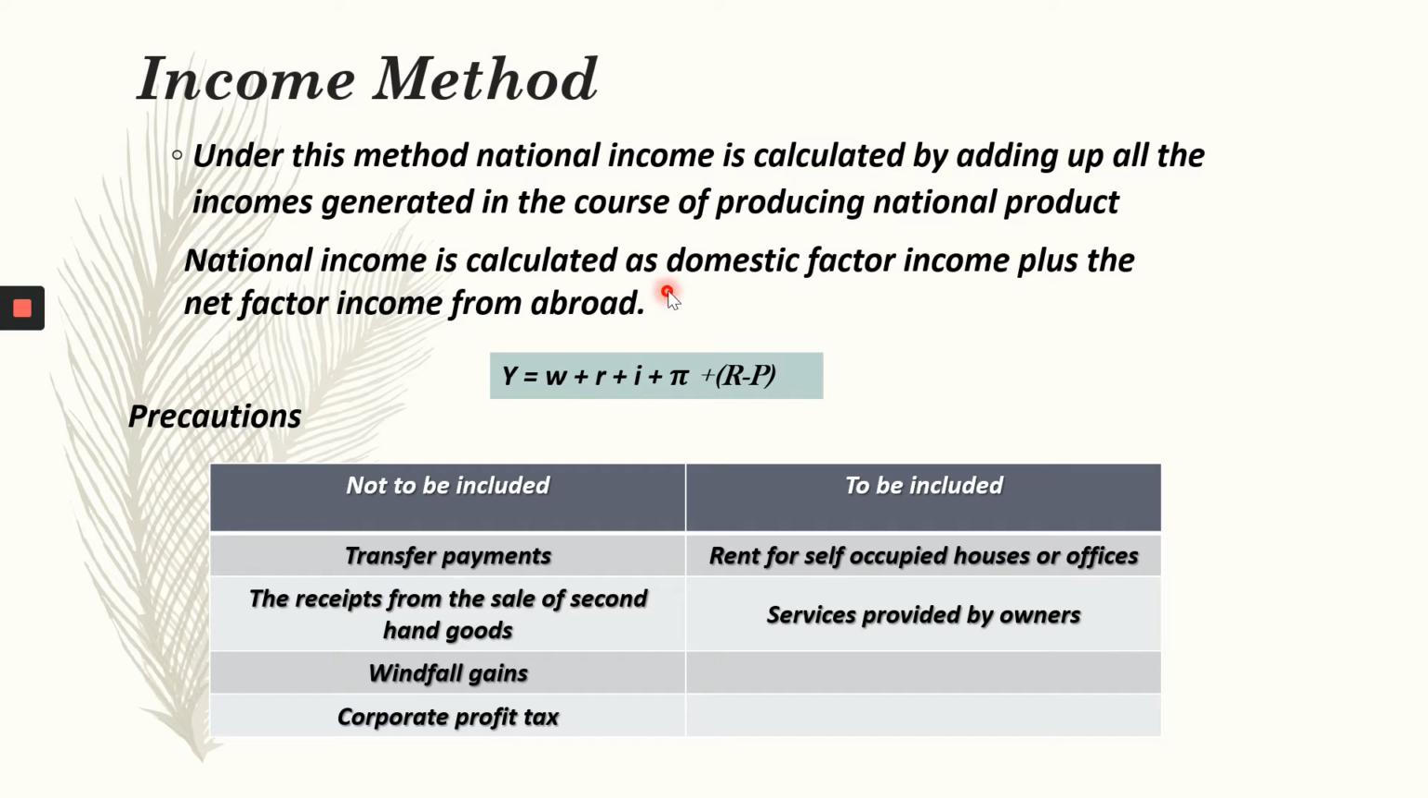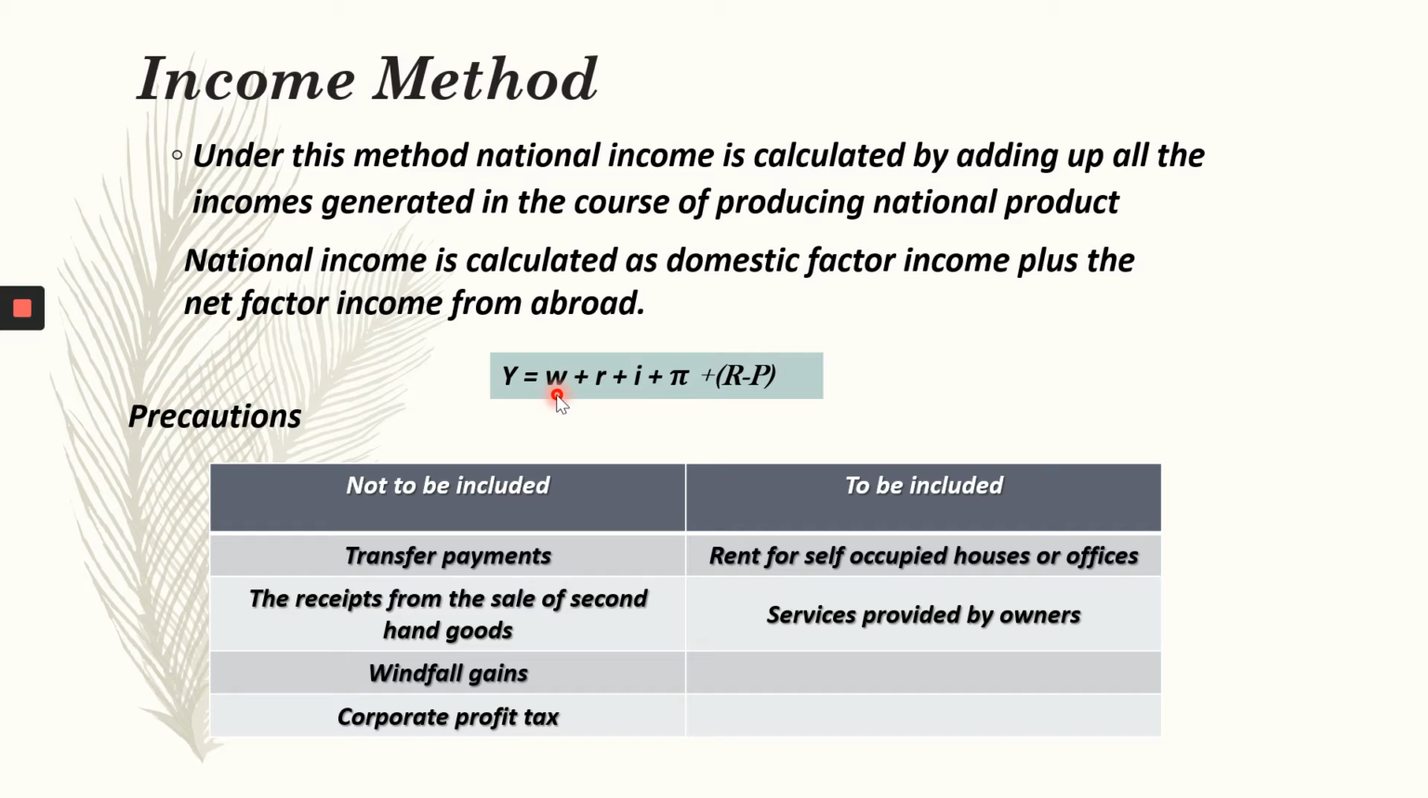National income is calculated as domestic factor income. What factors of production are used? Land, labor, capital, organization, plus the net factor income from abroad. So the equation is Y = W + R + I + π + (R − M). W stands for wages, R rent, I interest, π is the profit for the entrepreneur, R is export and P is import. Usually we use X minus M, but here it is given as R minus P. Both are the same: export minus import.